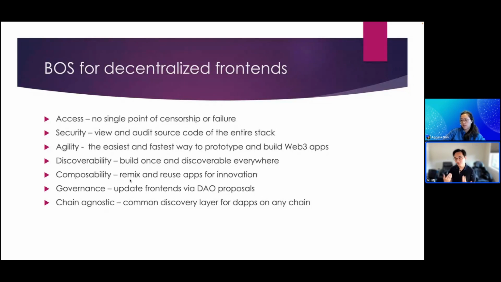And number two, because the source code of your front end is on-chain, it's open source by default, right? So everyone can view and audit the source code of both the front end and the back end, the smart contracts. So it can help enhance security by detecting malicious code or removing bugs. And I also believe that the BOS is actually the easiest and fastest way to prototype and build Web3 applications today. I will show you how easy it is in a sec.